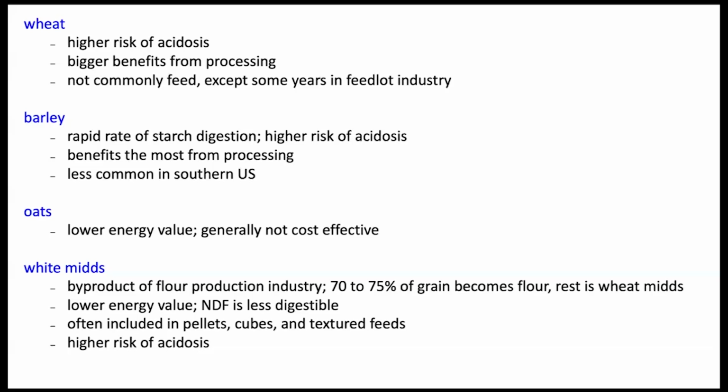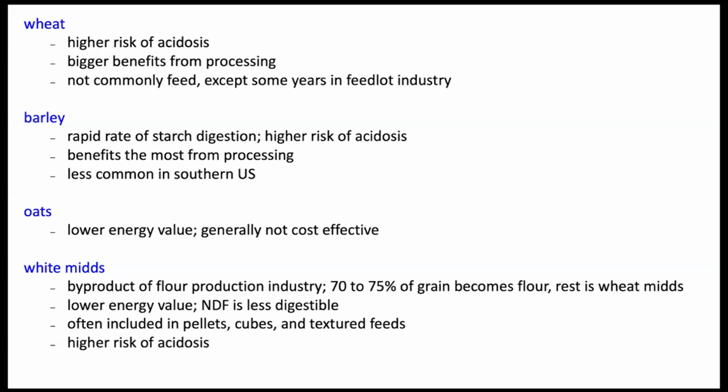What we do see used quite a bit is a byproduct from the flour production industry, and it's often referred to as wheat midds. There's a couple other names out there, but wheat midds is going to be the most common. So when we process wheat for flour, 70 to 75% of that wheat generally becomes flour, and the remaining portions are going to go into this wheat mid product. It is going to be a little lower in energy value. It has a fair bit of NDF in it, but it's one of those situations where the NDF is not very digestible. And so that's where that lower energy value comes from.